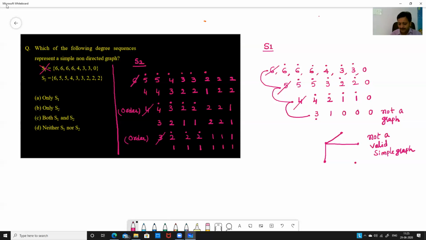Okay. Can you find a simple graph where each and every vertex has degree 1? Yes, I can find. The graph may look like this. I have a simple graph with 6 vertices, and each and every vertex has degree 1. Therefore, S2 is a valid degree sequence of a simple undirected graph. Therefore, only S2 is the correct answer.